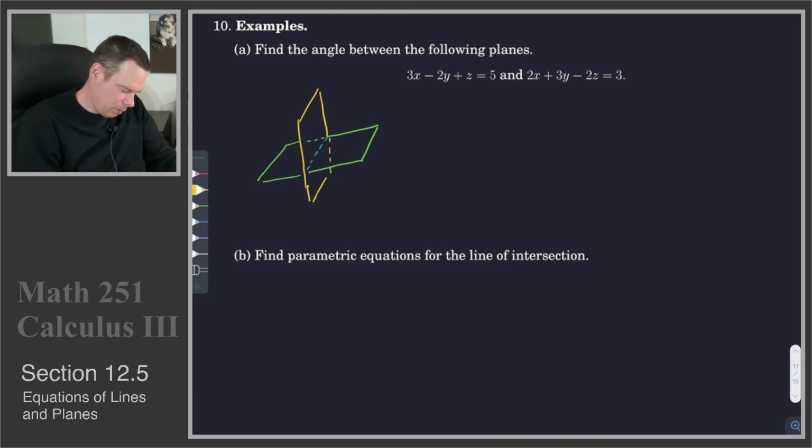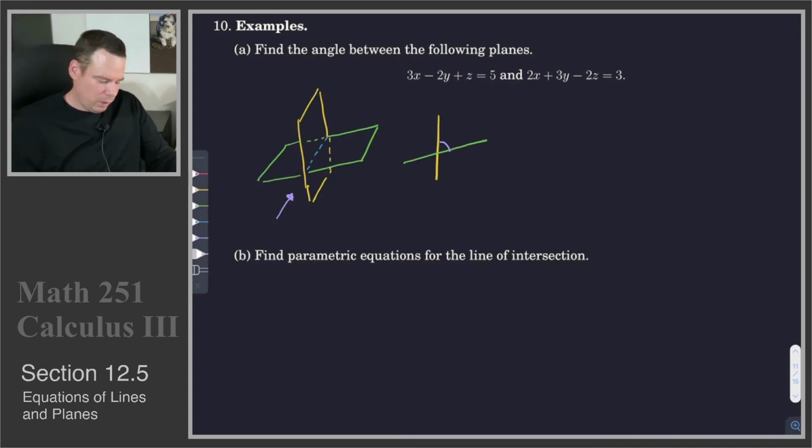If I look at a side-on view, so if I look at it from the side, then what I will see is basically a line and another line. So that's our side view, and that's the angle we're interested in. We're interested in the acute angle between the planes. There'll be an acute angle, an angle that's less than 90 degrees or 90 degrees or less, and there'll be an obtuse angle, an angle that's between 90 and 180 degrees. We want the acute angle.